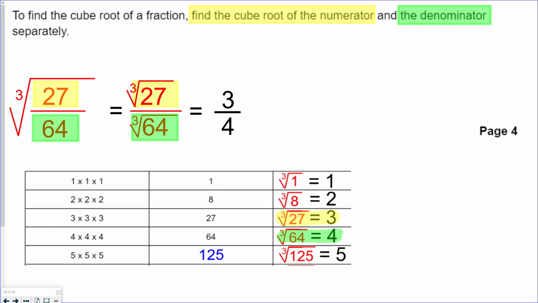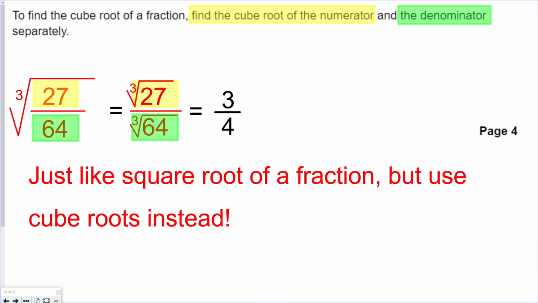And after you get to this point, just make sure that you don't have to simplify the fraction any further. We always want to reduce it to lowest terms. So simplify your fractions. You're in 8th grade now. So to recap, it's just like finding the square root of a fraction that you guys liked doing last week, but we're using cube roots instead of square roots.